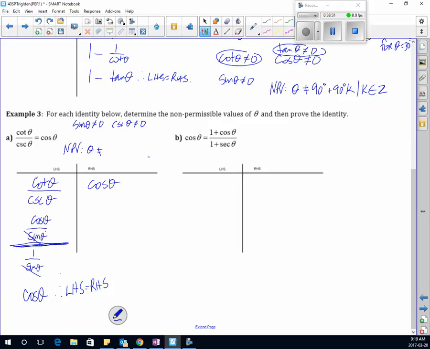Zero, pi, 2 pi, yeah. And where's cosecant theta equal to 0? Cosecant is sine, so all the way around. Just to give you a visual here, does everybody see sine theta? That's your y, right? So that would be 0, pi, 2 pi. Do you get that part?